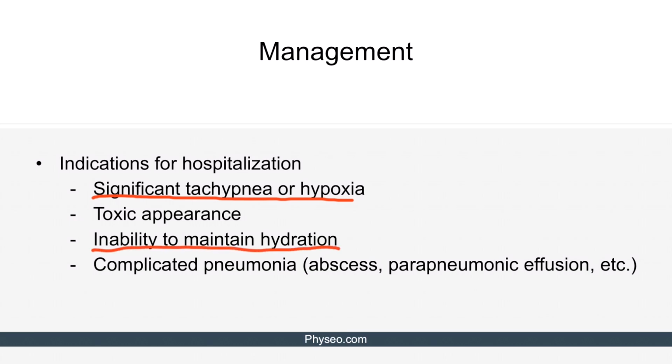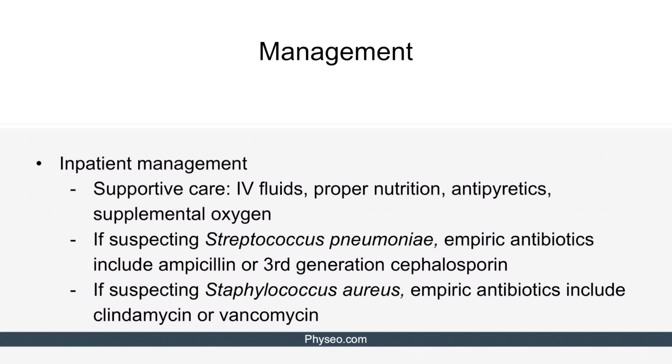Patients with a complicated pneumonia, for example, an abscess or a parapneumonic effusion, will also require hospitalization. Inpatient management of pediatric pneumonia begins with supportive care, including IV fluids, proper nutrition, antipyretics, and supplemental oxygen. Empiric antibiotics should be started as well.